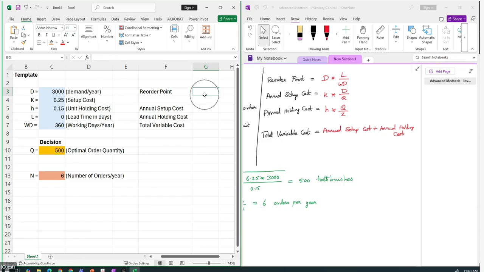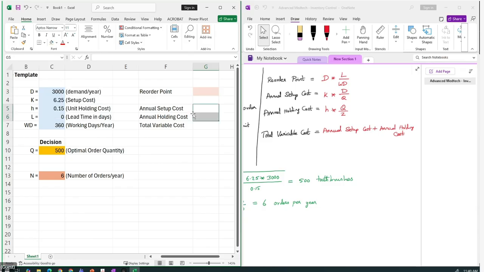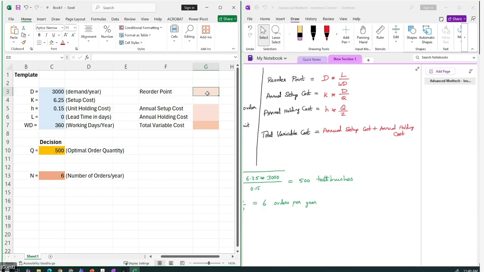For the reorder point, what will be my formula? So I'm going to write a formula at all these places. So I'll use a shade of orange to indicate that I'm writing a formula. Okay. What will be the formula here? It will be equal to D into L by W. You can see I am using a bracket for the numerator.